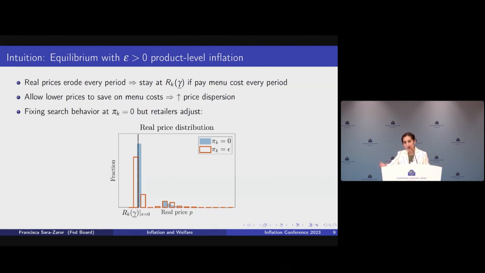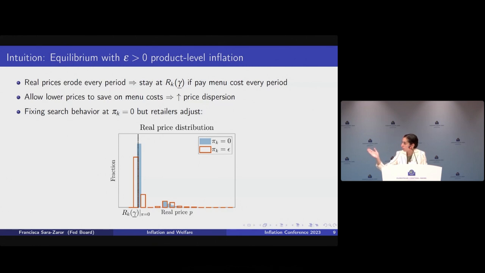Then suppose we increase product level inflation by a little bit, just by an epsilon. In the previous case, we had zero product level inflation, so real prices were equal to nominal prices. But now that we have inflation, our real prices will be eroding every period. So if the retailers wanted to keep charging this very low price equal to the reservation price, they would have to pay the menu cost every period. So the retailers, only to save on menu cost, allow low prices. And this is going to increase price dispersion.